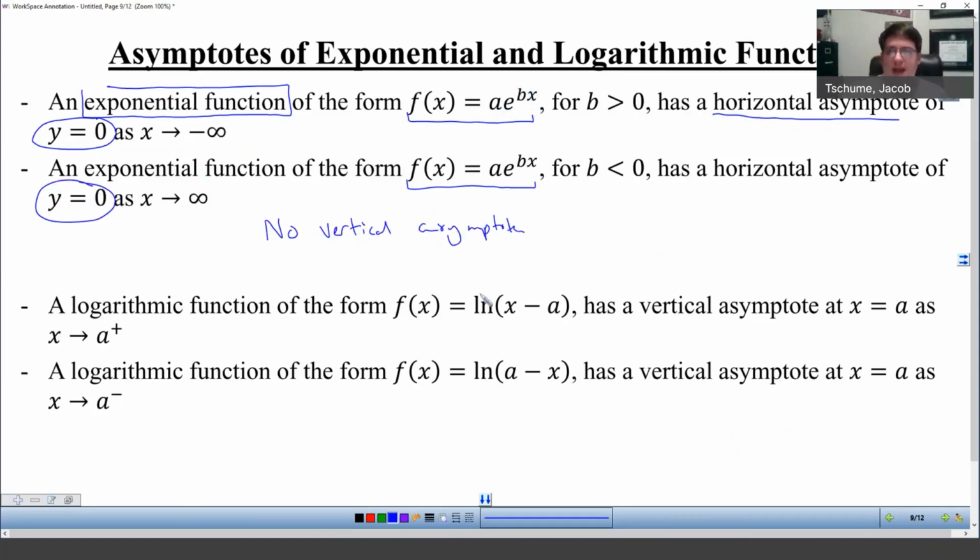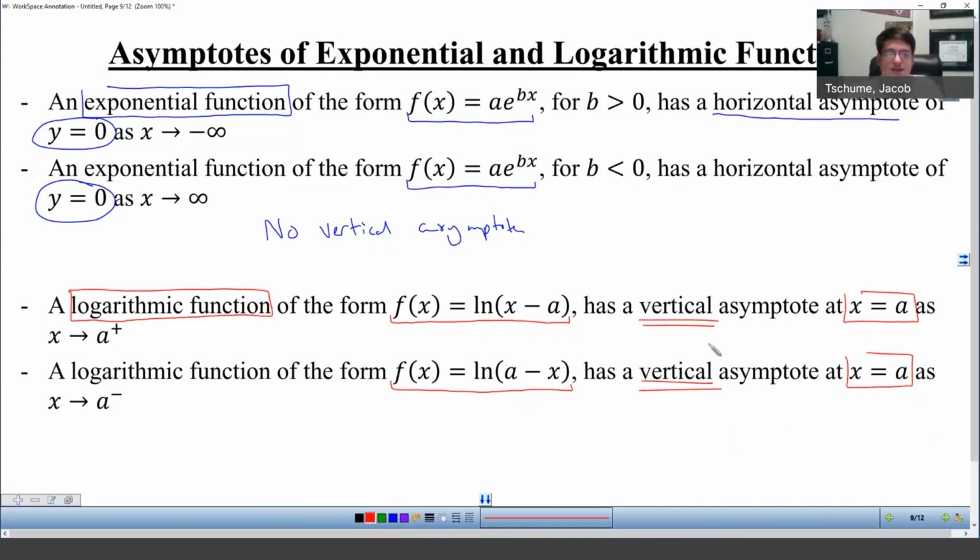Exponential functions only have a horizontal asymptote, so don't try to put a vertical answer in. Where this flips is when you move into a logarithmic function. And once again, while there are technically two rules, they both work very similarly. What it says is that if you have a function of the form the natural log of x minus a, or the natural log of a minus x, it doesn't matter. Your vertical asymptote will always be x equals a.